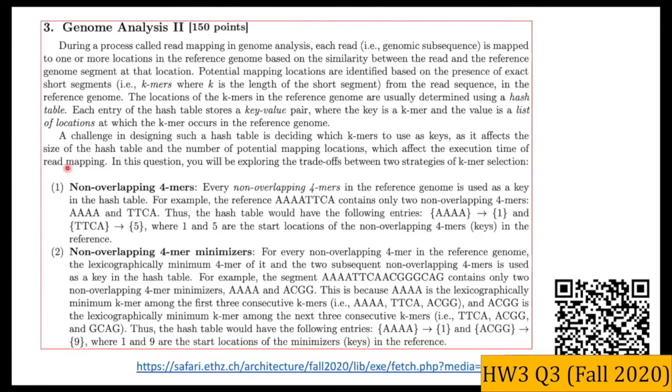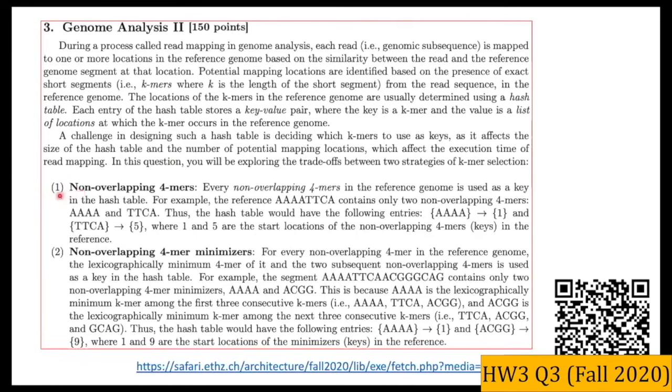So in this question, you will be exploring the trade-offs between two strategies of k-mer selection. Since these k-mers are very short compared to the entire read sequence, think about k equal 4 and a read sequence of 100, for example. Then there are many ways that you can extract such very short k-mers from the read sequence. In this question, we discuss only two strategies or two methods to extract k-mers.